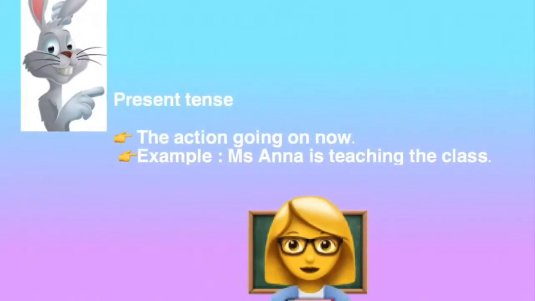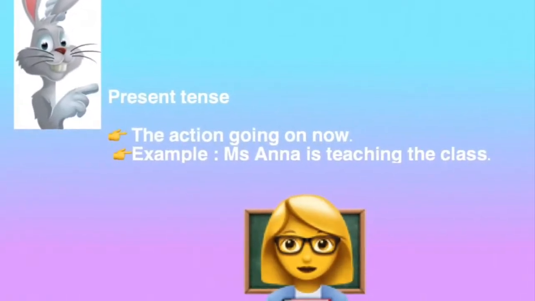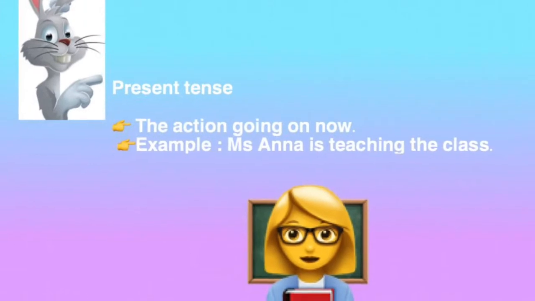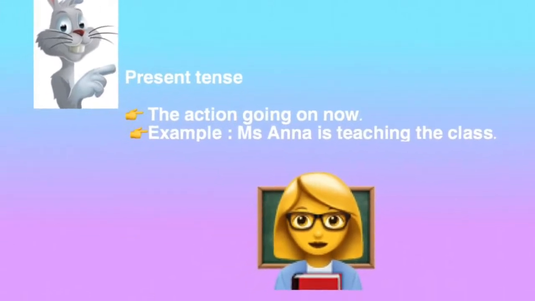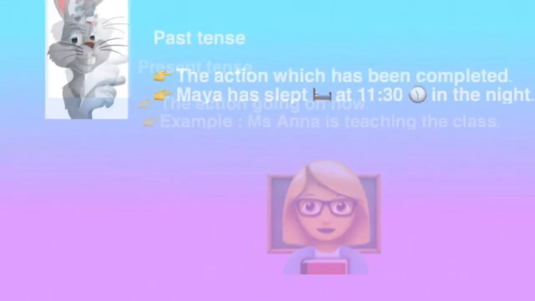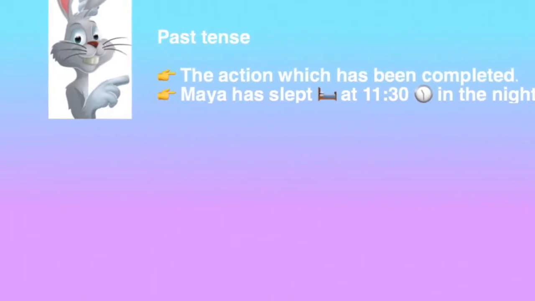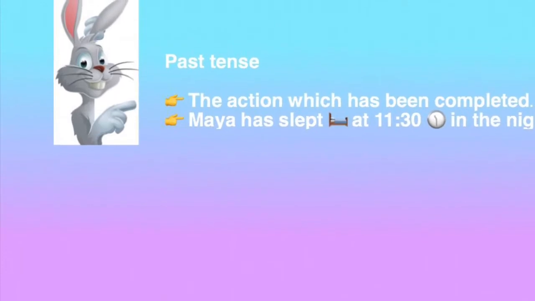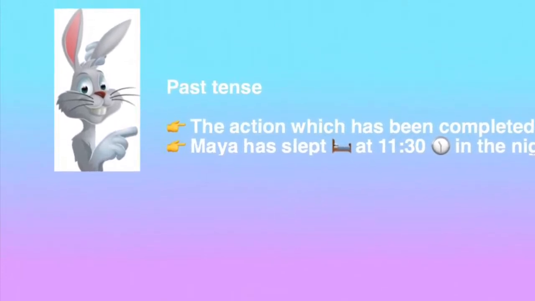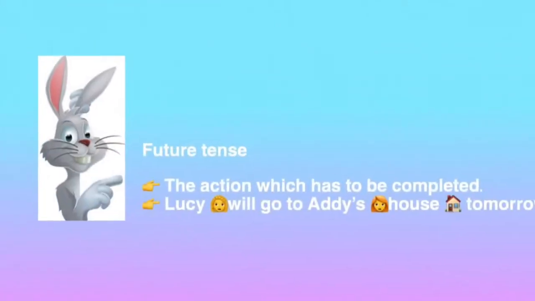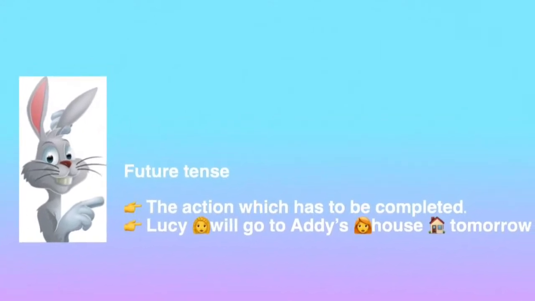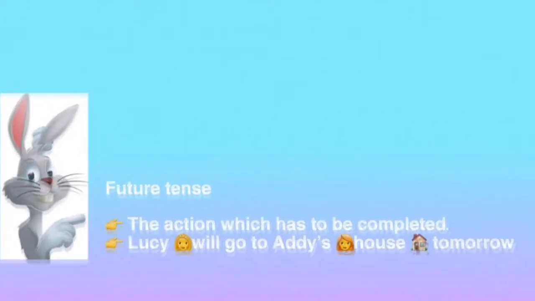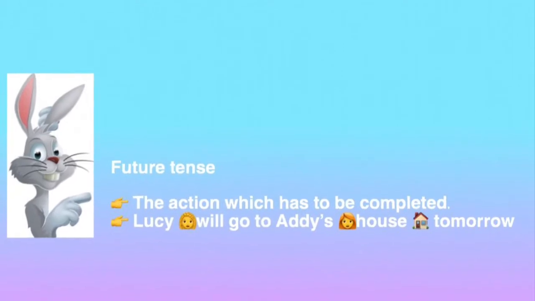Present tense, the action which is going on now. Example, Miss Anne is teaching the class. Past tense, the action which has been completed. Maya has slept at 11:30 in the night. Future tense, the action which has to be completed. Lucy will go to Addie's house tomorrow.